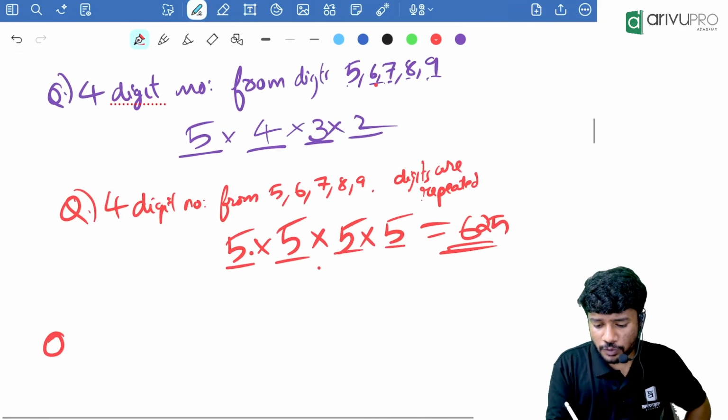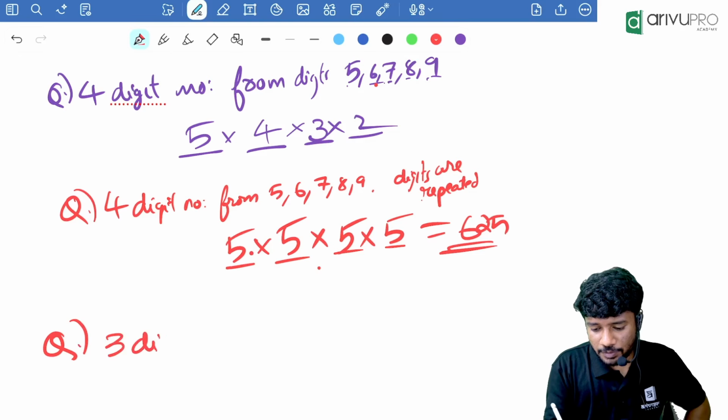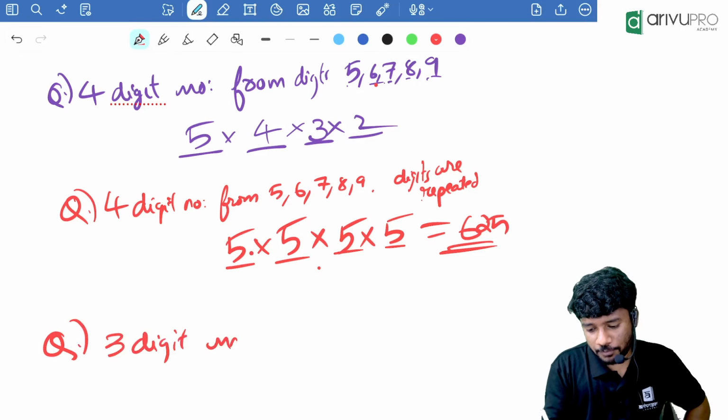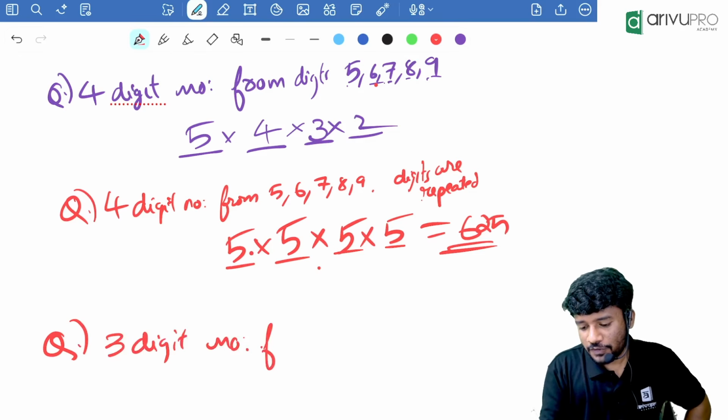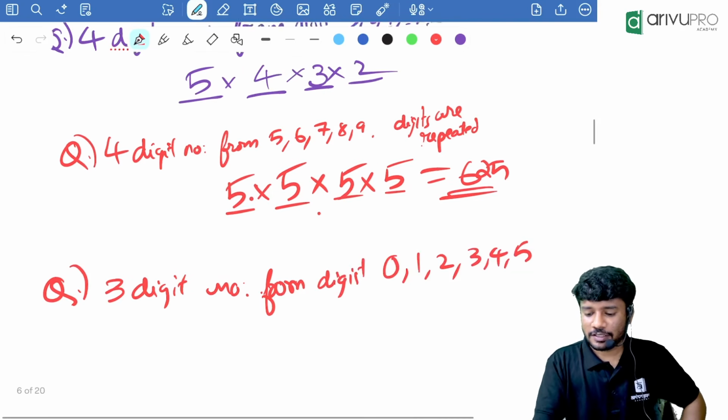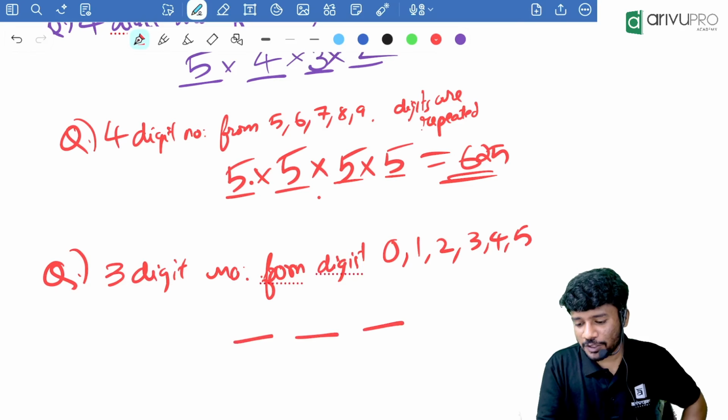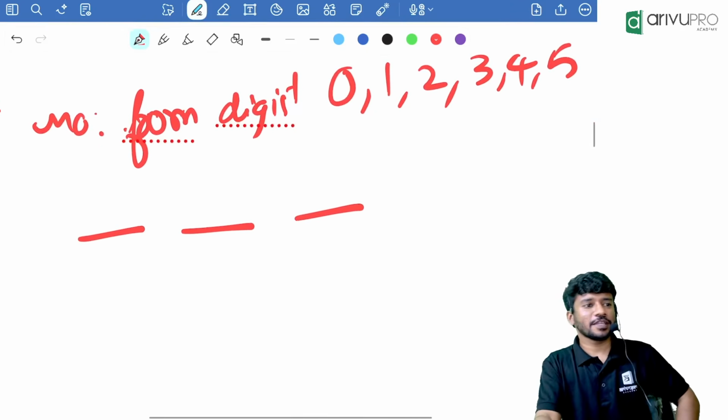Now one more question for you. 3-digit number. It's a very good question, okay? Many will make a mistake. From digits 0, 1, 2, 3, 4, 5. 3-digit number from 0, 1, 2, 3, 5.